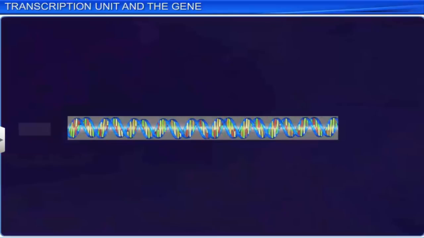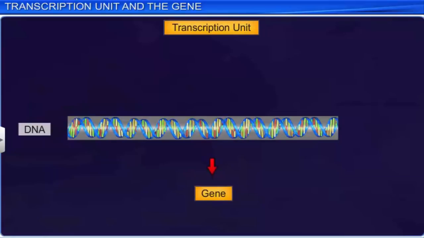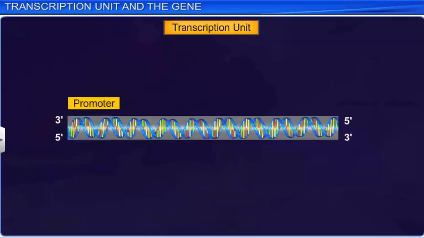The segment of DNA which takes part in the transcription process is called the transcription unit, and it encodes at least one gene. Let's understand the transcription unit in detail. It consists of three main regions, namely the promoter, the structural gene, and the terminator.